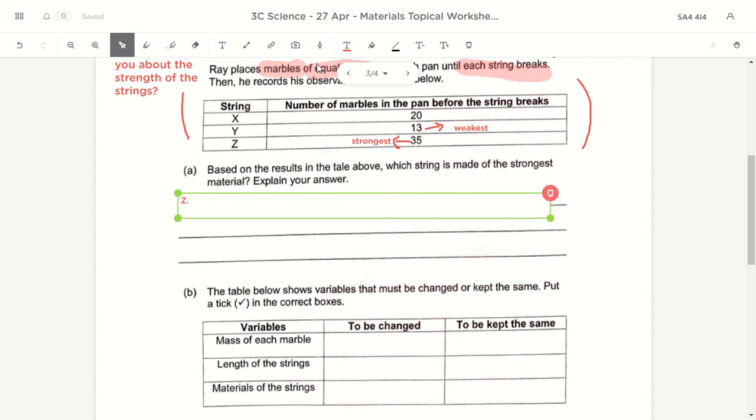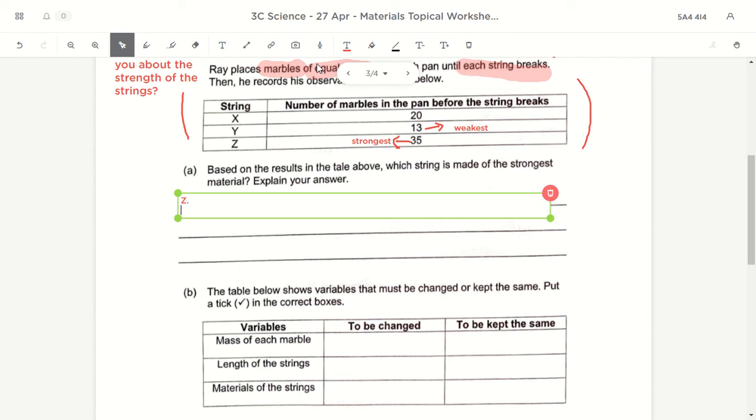But we know Z is the strongest. How do we know Z is the strongest? Most of you got the answer. Most of you said that Z can carry the most number of marbles, full stop. That's not enough. If you still remember, our technique of answering open-ended questions is to use claim, evidence, and reasoning. So Z is basically your claim. Later we write that down.